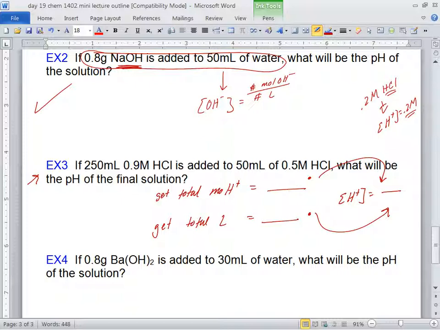Okay. Getting the total liters I don't think is bad. But Kendall, do you remember how to get moles? If I look at one of these, big M equals, there you go, and solve for what you want. Exactly. Big M is going to be the 0.9. The liters is going to be 0.25. Solve for moles. Do the same thing for this one.